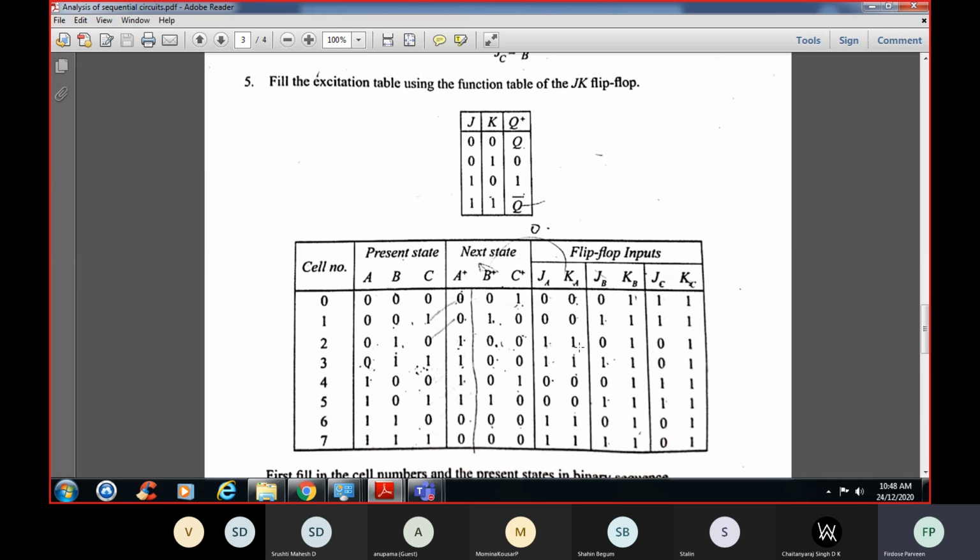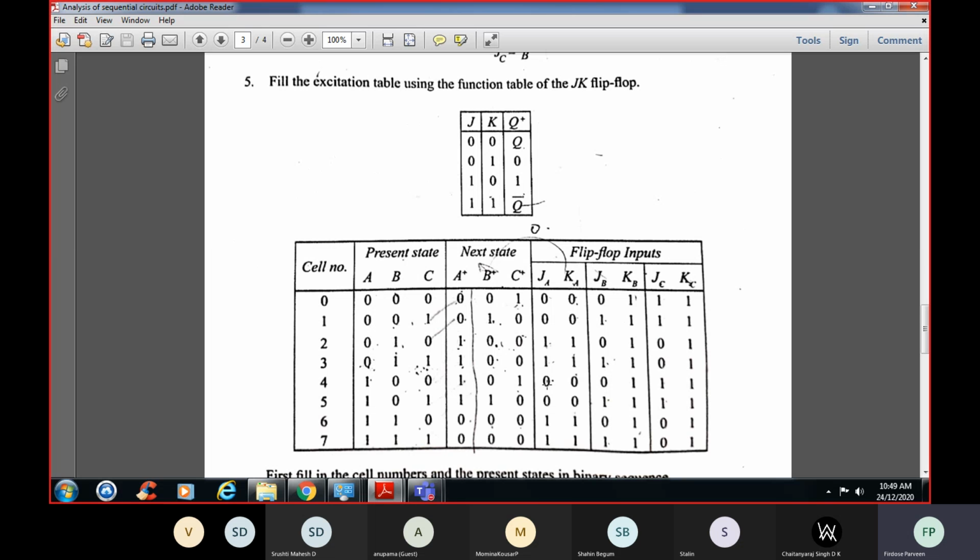If it is 1, 1, it will be Q bar. Q bar means if this is 0, it will be 1. So if it is 0, it will be 1. You have to see this one and you have to fill this one.